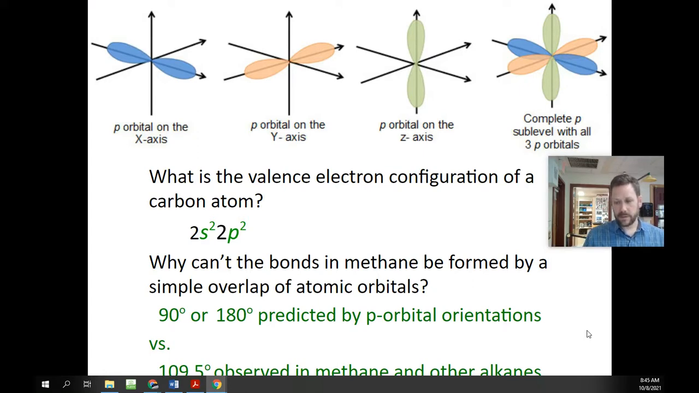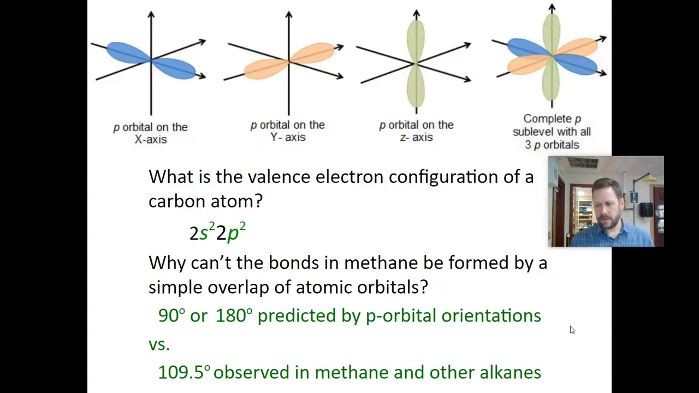However, if we think about the geometry of orbitals that we learned, since carbon, that central atom, has electron configuration 1s2, 2s2, 2p2, let's just look at the valence electrons, 2s2, 2p2. Then that doesn't really match what we observe in the molecule methane, because those electrons in the 2p orbitals, remember the p orbitals, there are 3 of them, and they're all oriented 90 degrees to each other, or 180 degrees to each other.